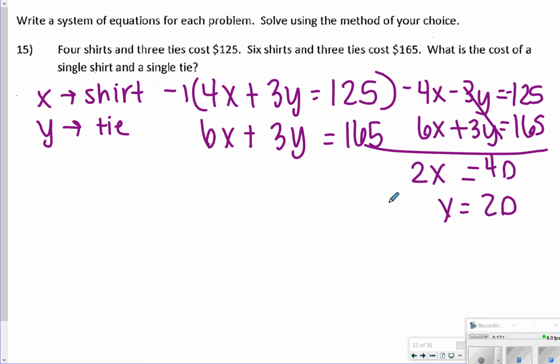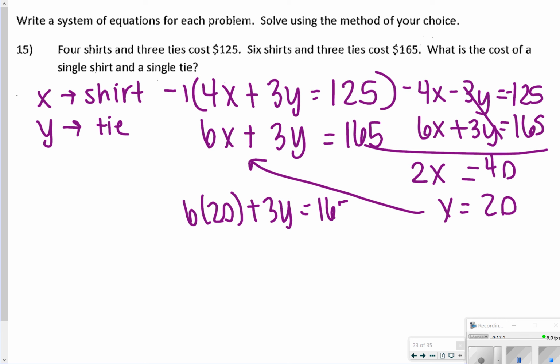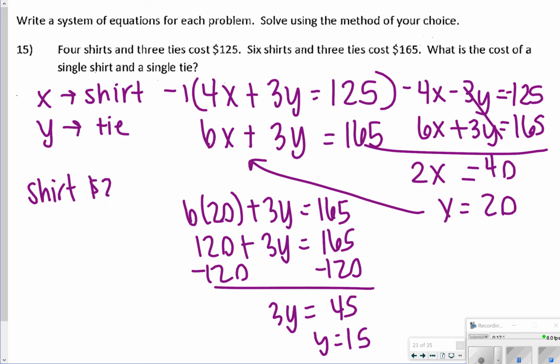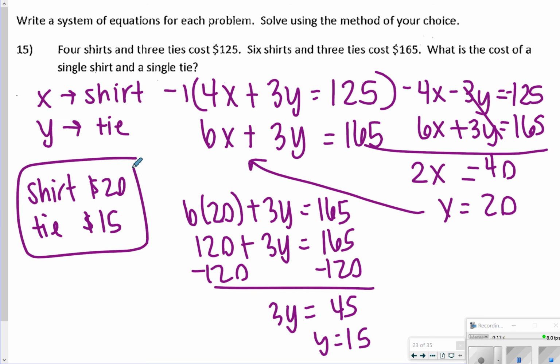Once I'm ready to find out my y, just go back and plug it in. I might plug it into this one right here. So 6 times 20 plus 3y is equal to 165. So that'd be 120 plus 3y equals 165. And subtract 120 from both sides. 3y is equal to 45. So y is equal to 15. So a shirt costs 20 bucks and a tie costs 15. This is how you want to answer because it says what is the cost. So you want to make sure your answer is in cost.